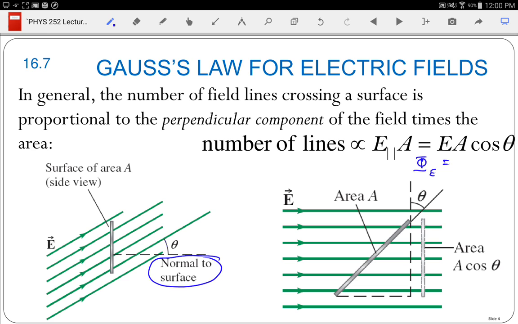The electric field dotted with the area. The dot product, the scalar product, gives you the amount that is parallel. And that's what we're looking for here: how much electric field is parallel to the normal to the surface. So that's the mathematical way of finding the flux.